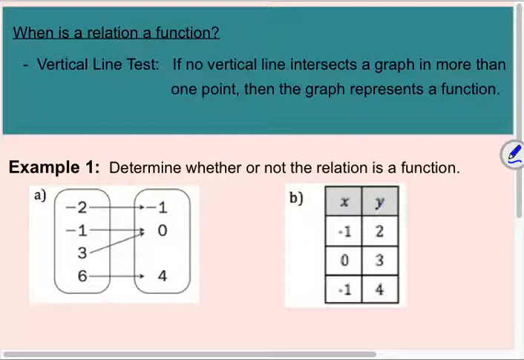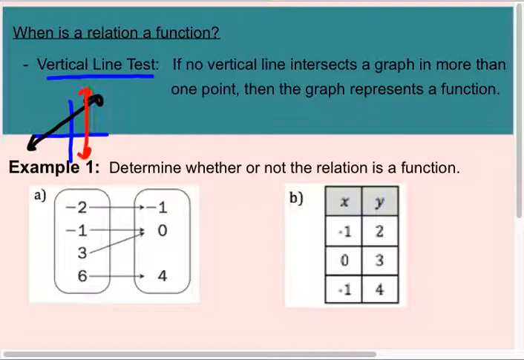Okay, when a relation is a function, when is a relation a function? Well, one of the ways you can test it is the vertical line test. That's where you're given some kind of a graph. I'll just say it's a linear graph right here. And if no vertical line intersects a graph in more than one point, then the graph represents a function. What they're talking about there kind of is this. Let's just take a vertical line. If it's passing through the graph, it hits it at one point. If it only hits it at one point, it's what we call a function.